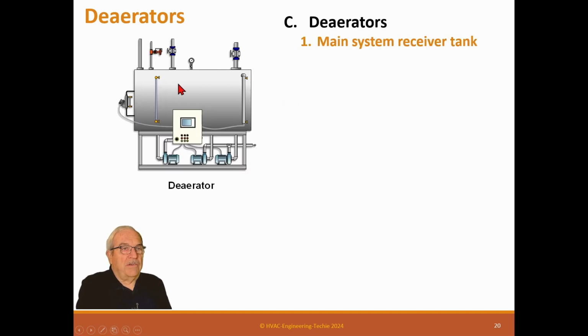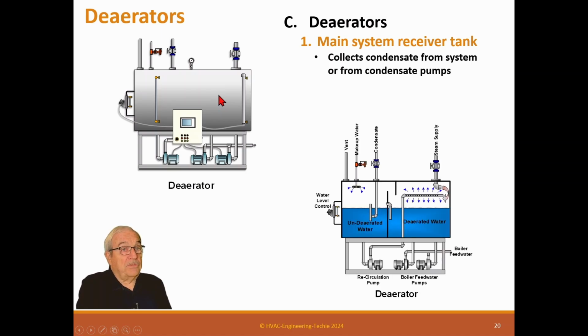Deaerators. Now this is a deaerator, main system receiver tank. It has one more pump than another receiver tank, and that's because what it's designed to do is to remove air and oxygen from the water. It does that by scrubbing it with steam. So here's how they work. We get condensate back from the system, and that's the steam pipe. Right here's the condensate. It comes back and drops into this side of the tank right here.